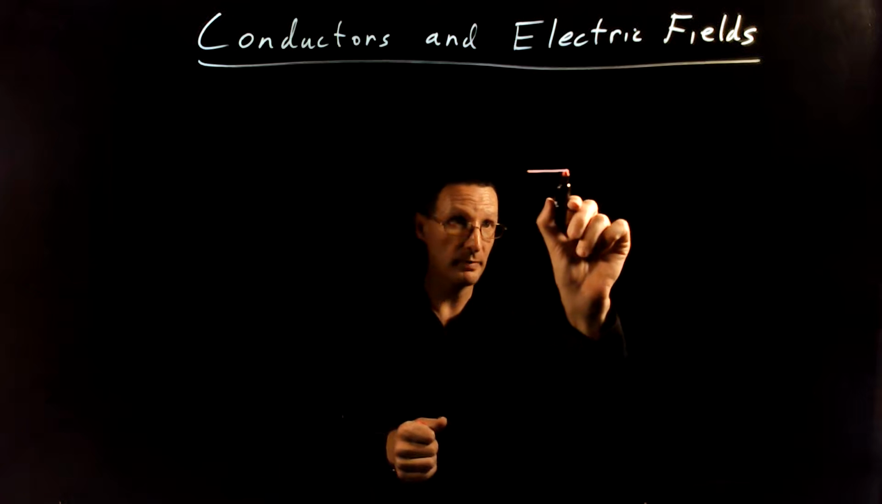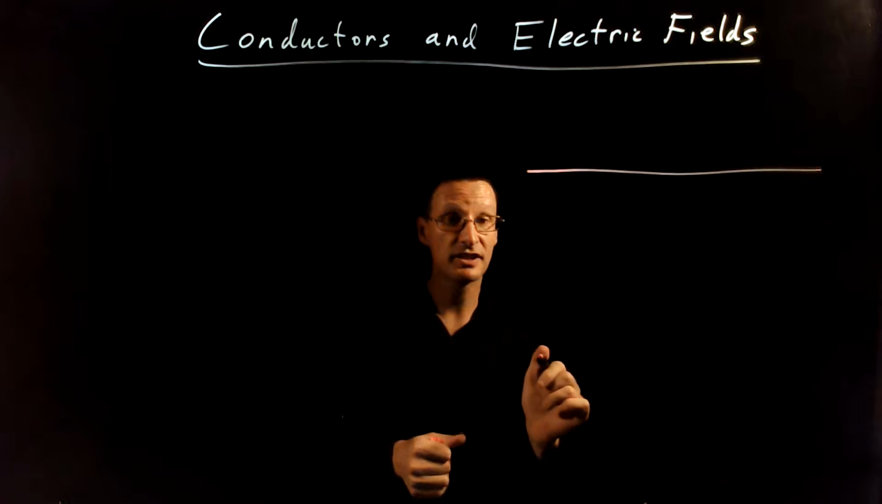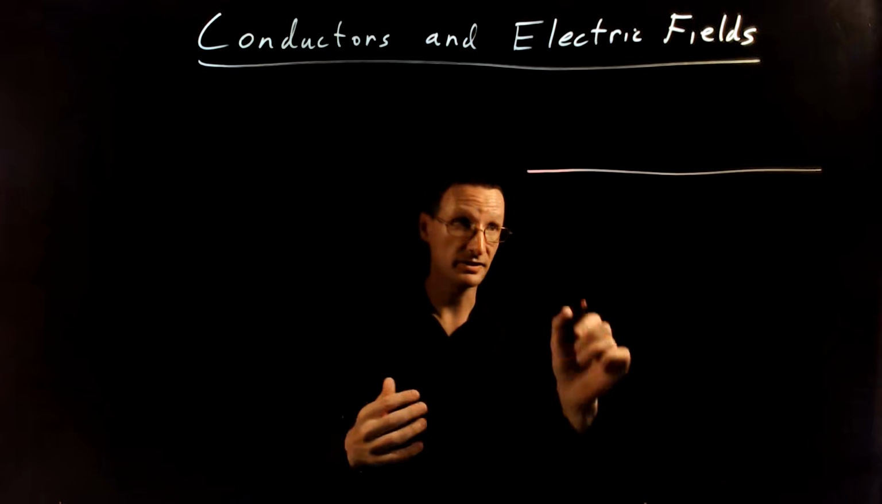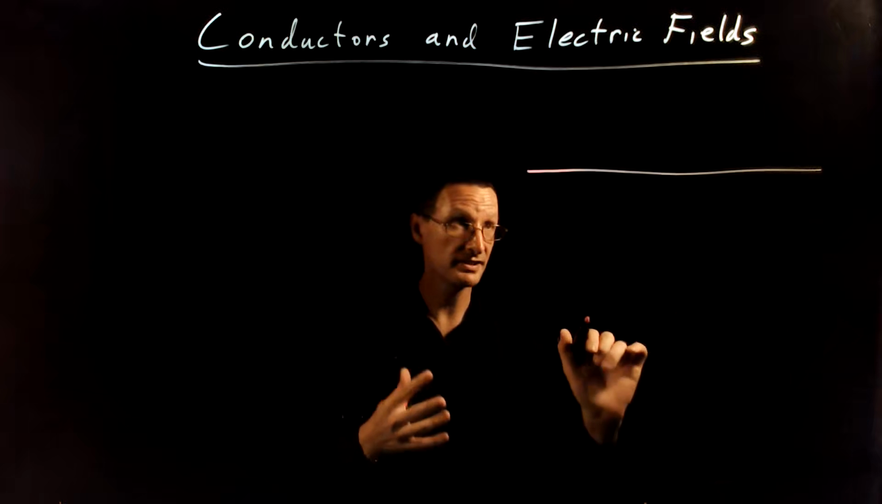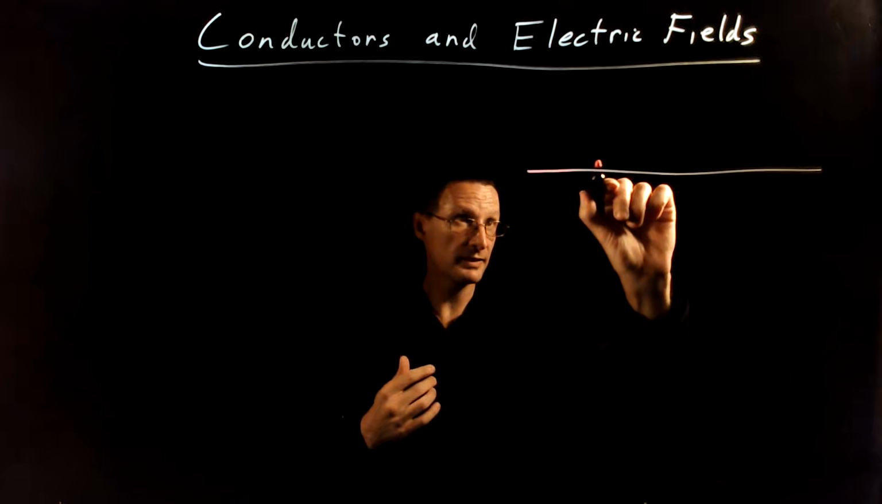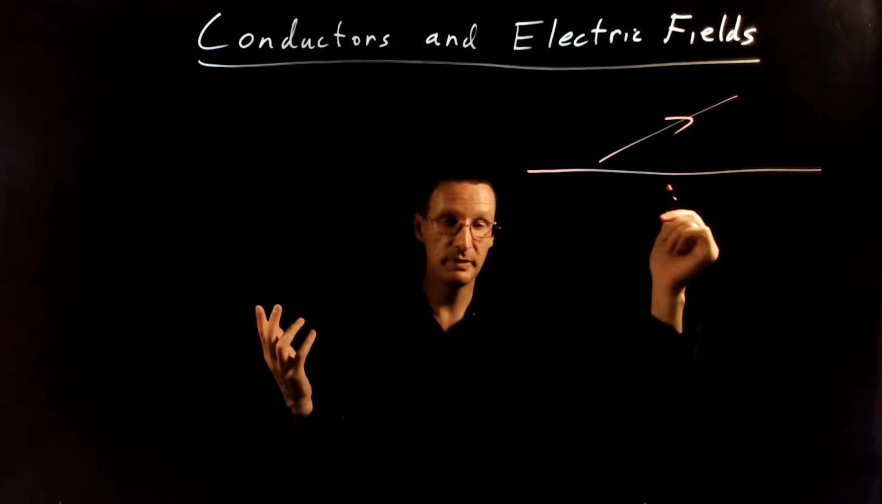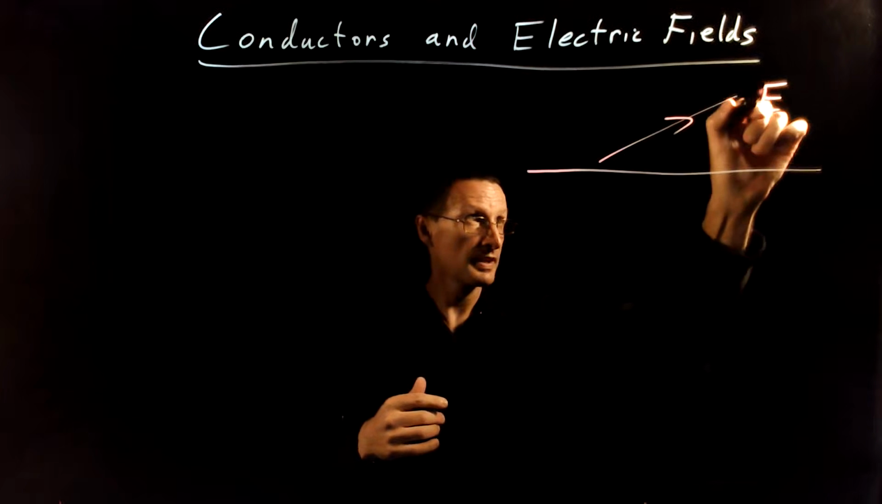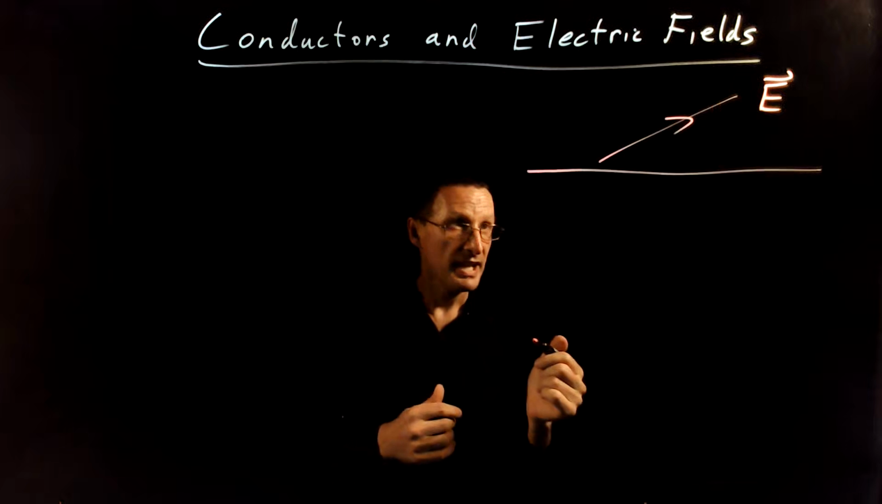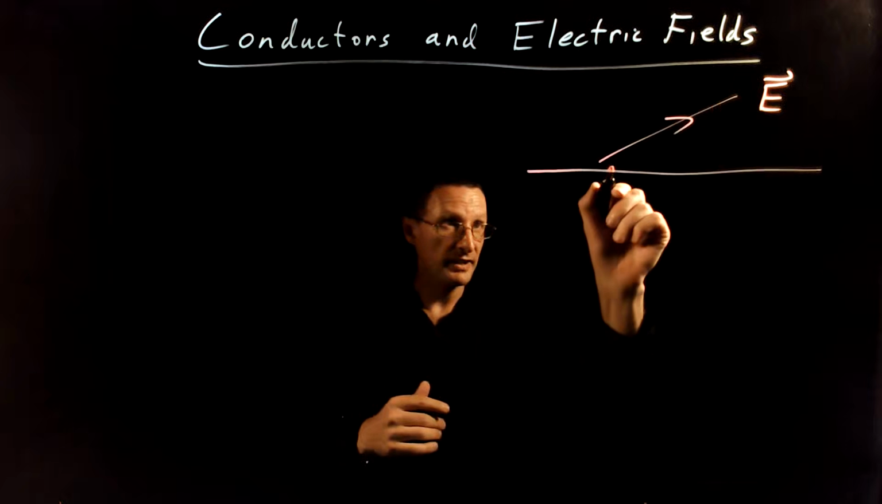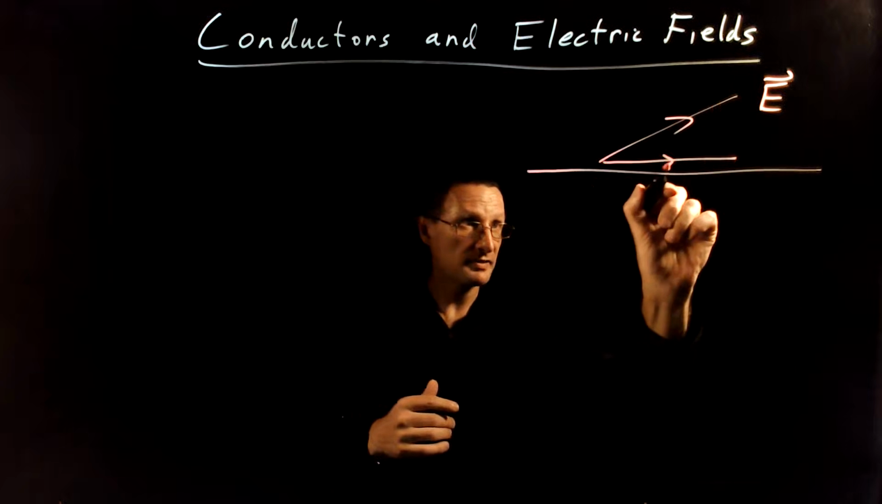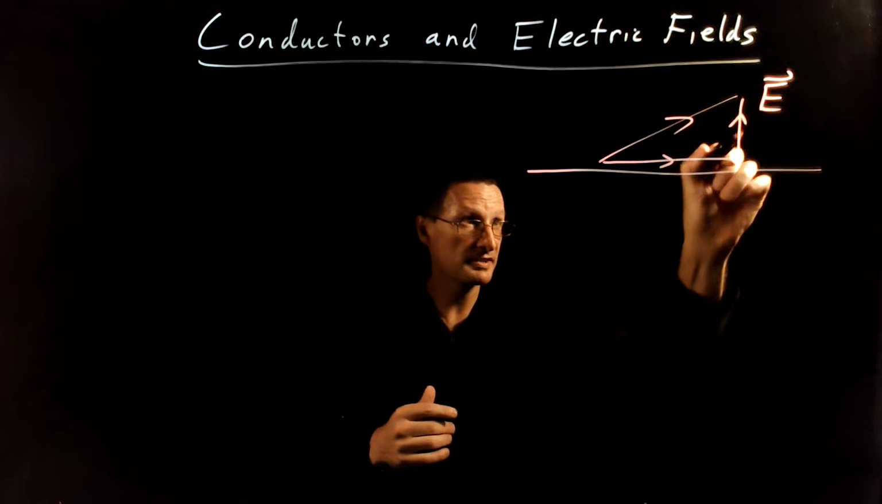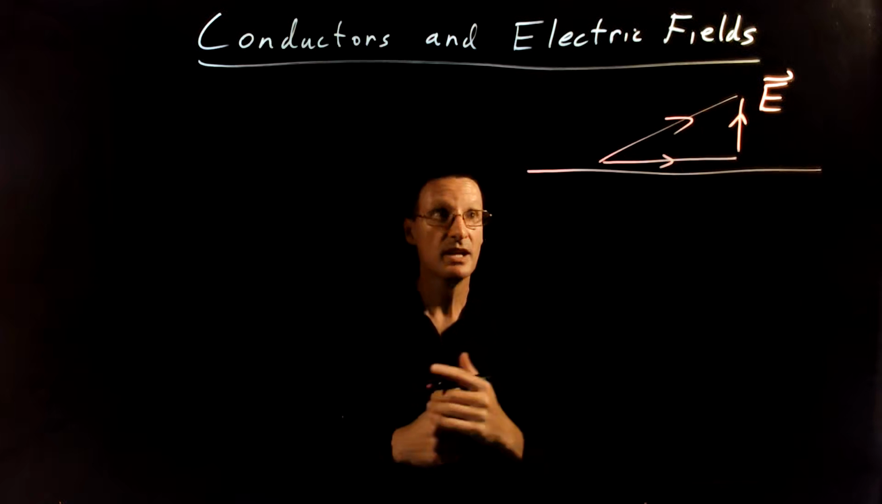First of all, let's think about the possible electric field direction on the surface of a conductor. So here's a flat conductive surface, just to keep it simple. Let's think of the electric field at the surface as being at some angle to the surface. We can break this electric field down into a component that is parallel to the surface and a component that is perpendicular to the surface.